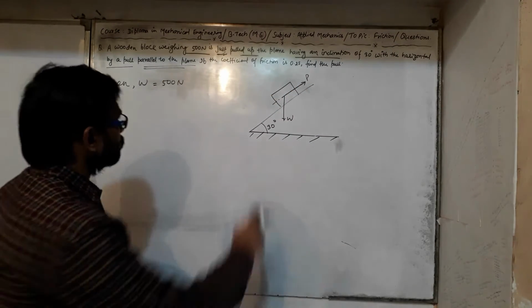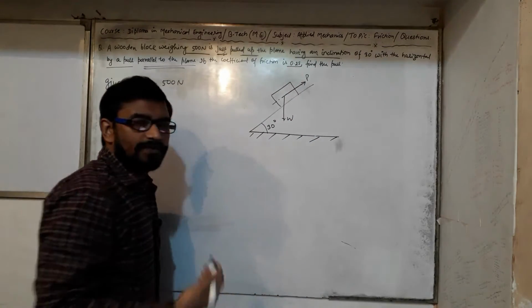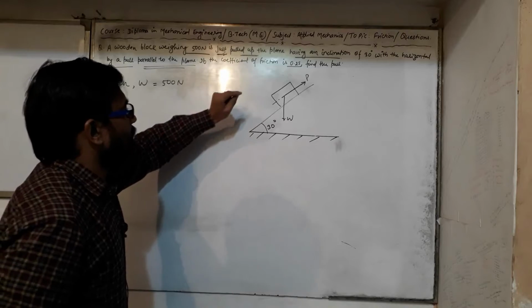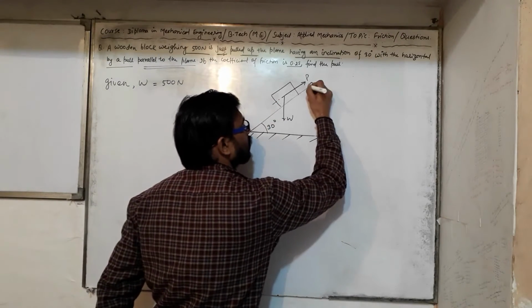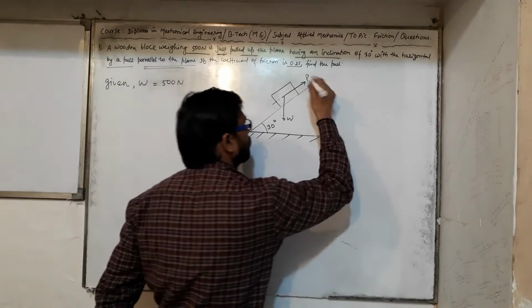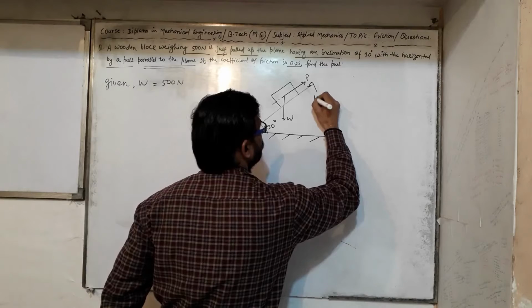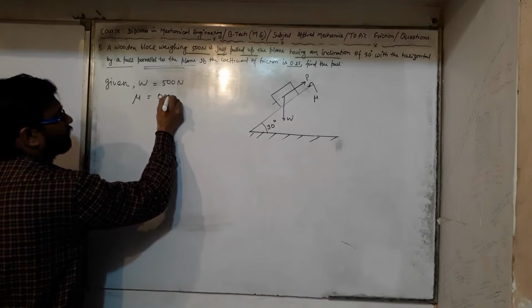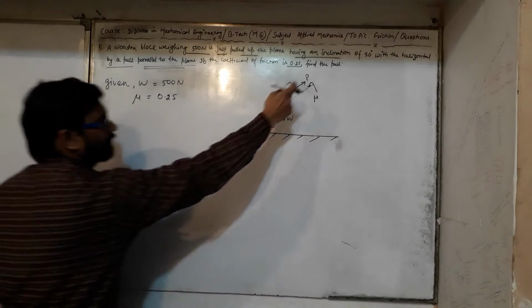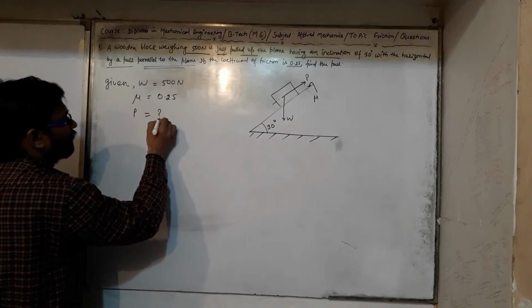Now the coefficient of friction is 0.25. This is the coefficient of friction between the plane and the wooden block. The surface is not frictionless; the surface has friction, or is rough. So mu, the coefficient of friction, is given as 0.25. P is the amount of force which we have to evaluate.